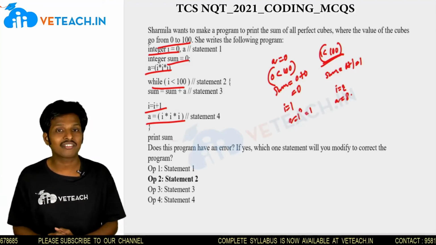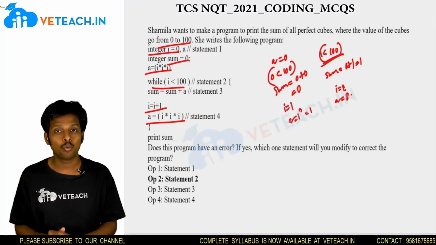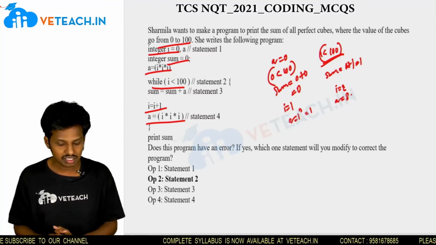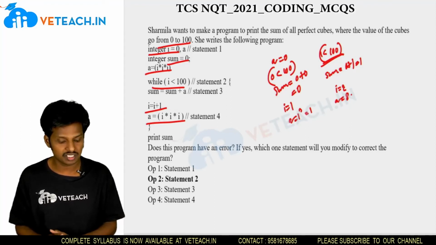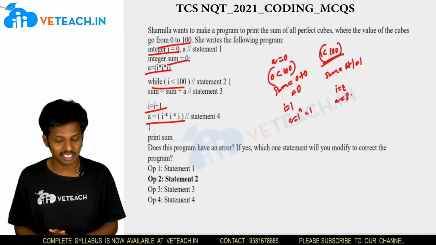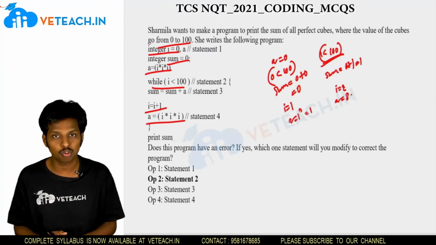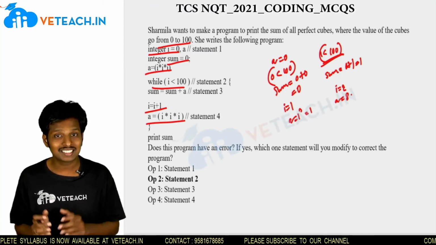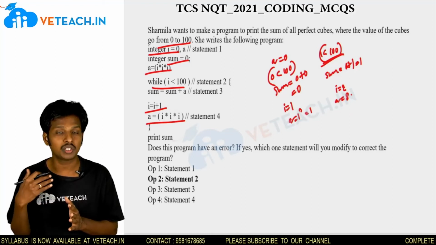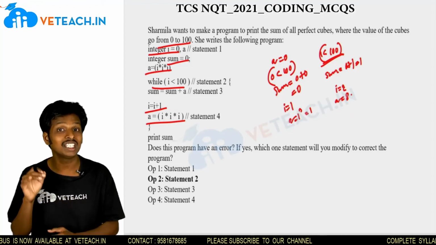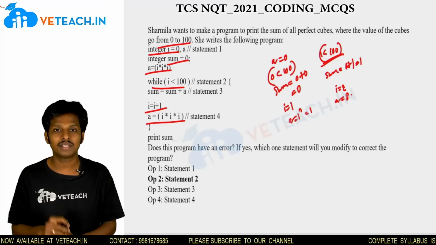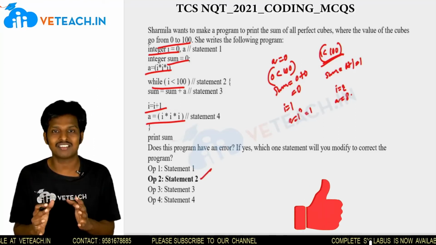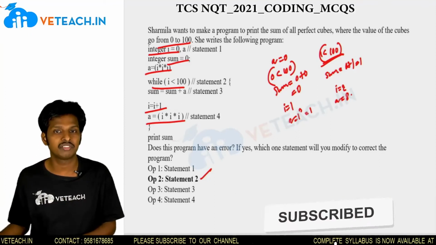Does this program have an error? If yes, which one statement will be modified to correct the program? So the statement options that were given are statement 1, statement 2, statement 3 and statement 4. So according to the logic that we have seen, while I less than 100 was written, it's not going to take into account I less than or equal to 100. 100 will not be considered. So statement 2 has to be modified to get the exact result according to the question given for us.